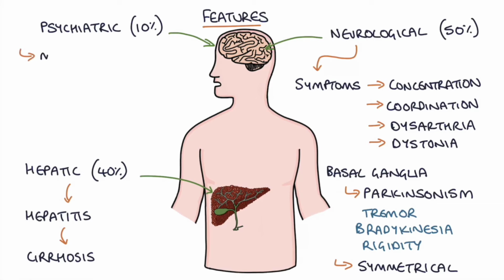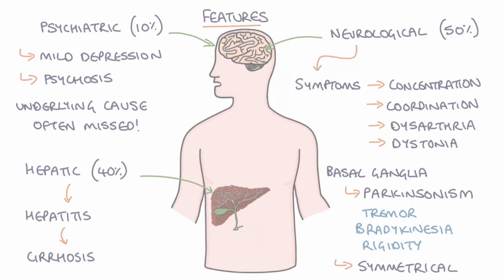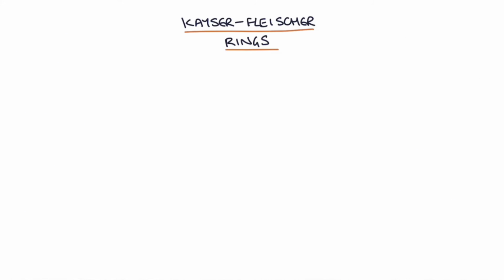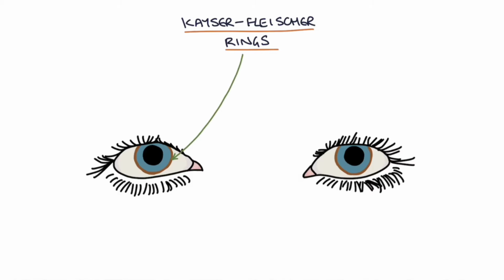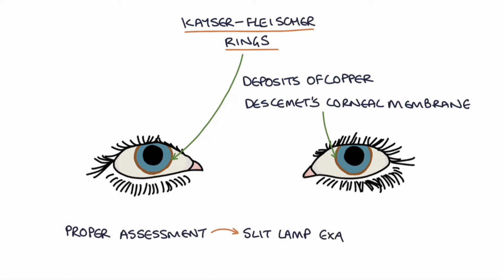Psychiatric symptoms can vary from mild depression to full-blown psychosis, and the underlying cause of Wilson's disease is often missed, and treatment is delayed. Kaiser-Fleischer rings are found in the cornea of the eye, and what they are is deposits in Descemet's corneal membrane. So these are small circular brown rings that present around the eye in patients with Wilson's disease. And these brownish circles surrounding the iris can usually be seen by the naked eye, but proper assessment requires a slit lamp examination.